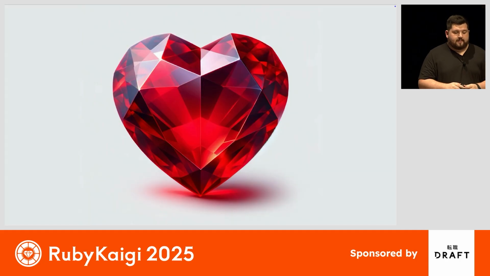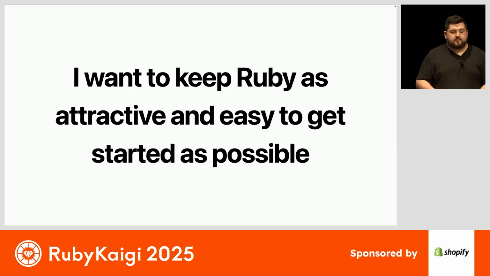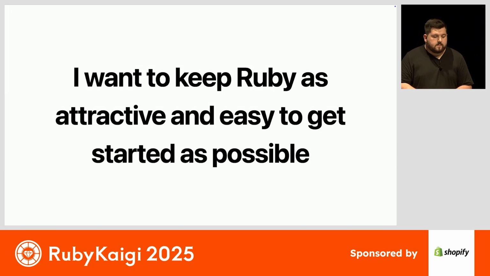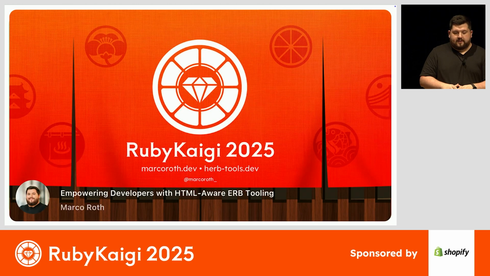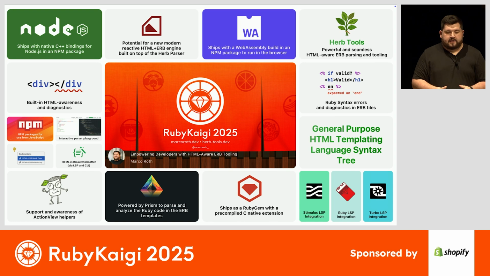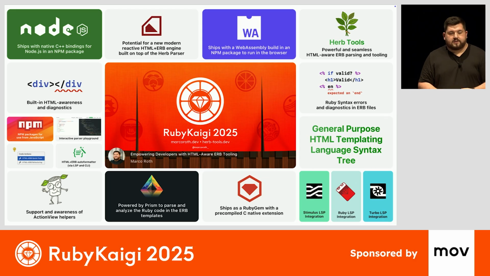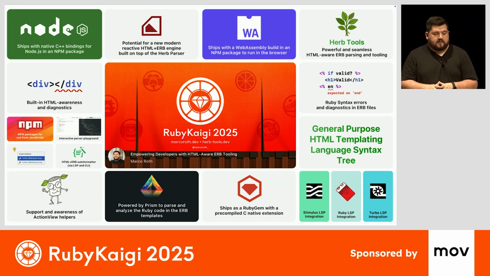In the end, I love Ruby, and that's why I'm here today too. I want to keep writing Ruby. I want to keep Ruby as attractive as possible for people to get started and use as well. So this has been my presentation about Hotwire and HTML ERB tooling. And I've prepared a slide here for a summary of what we talked about today, including the Ruby gems, the NPM packages, the Herb tools, and these more advanced tools for HTML and ERB.